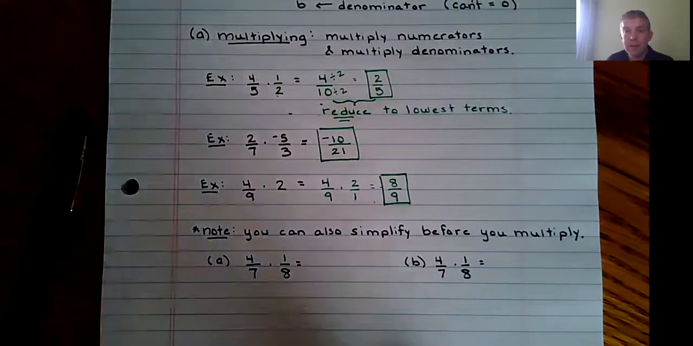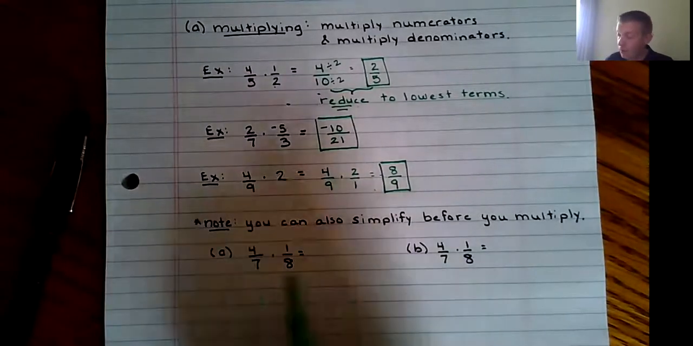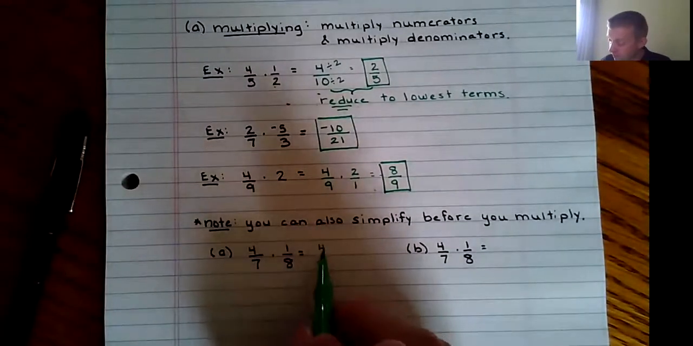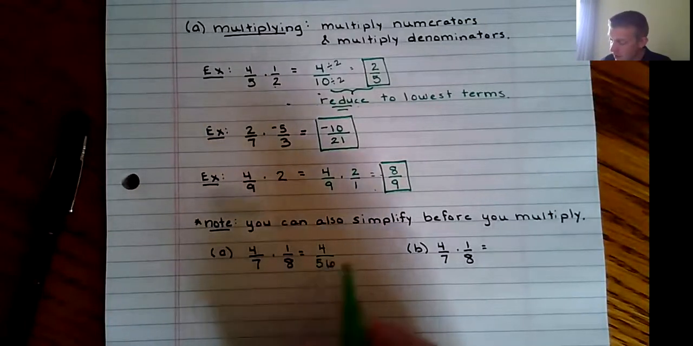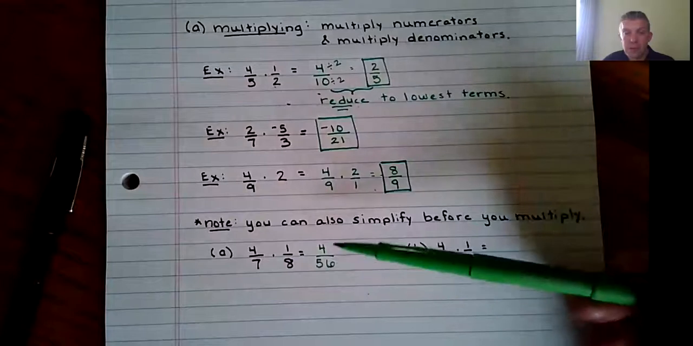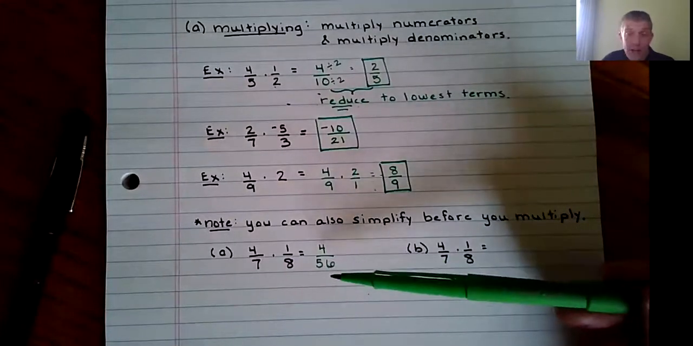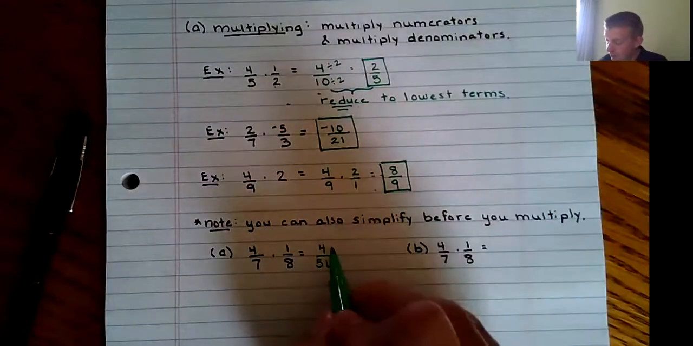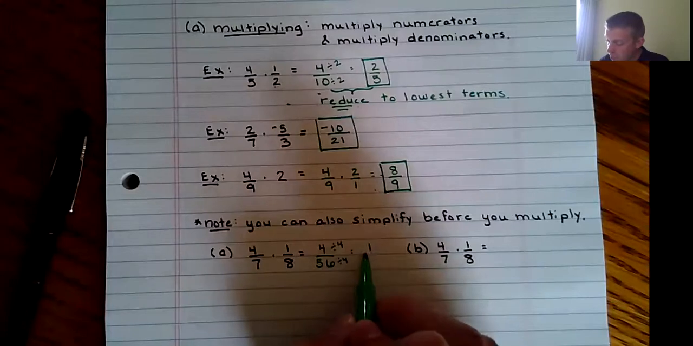So if we do it how I've been telling you to do so far, you would multiply across, and you can definitely do that. 4 times 1 is 4. 7 times 8 is 56. The problem is sometimes when you're reducing, when the numbers are getting bigger, it's a little bit harder to tell what goes into both. And it turns out 4 actually does go into 56. If you divide both of these by 4, you get that this reduces to 1/14.